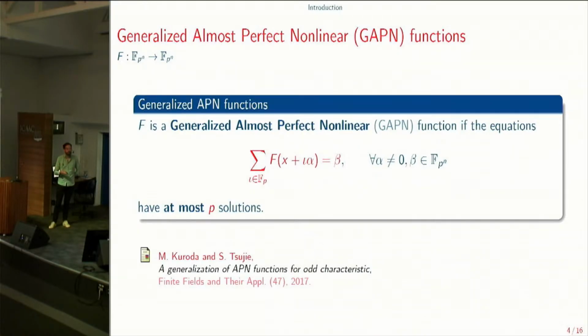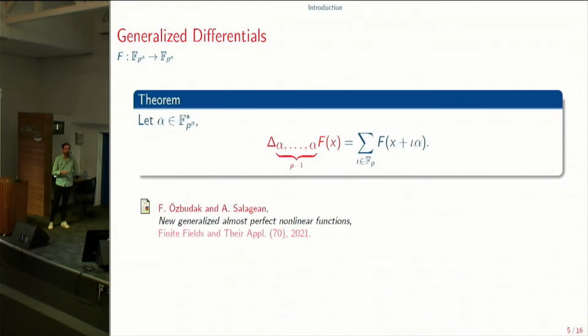It's a very nice idea also because when p is even, this is exactly the APN conditions, right? So it's very nice. A little later on, Özbudak and Salajan found out that this sum here is a higher order differential. You just take the direction alpha, you differentiate p minus 1 times consecutively, and you end up with this.